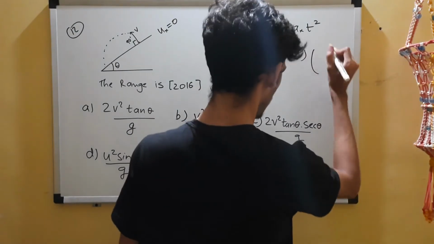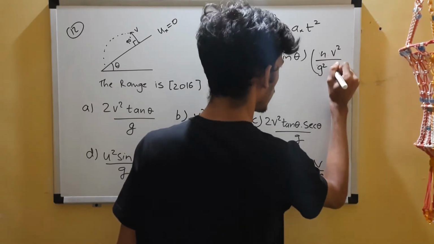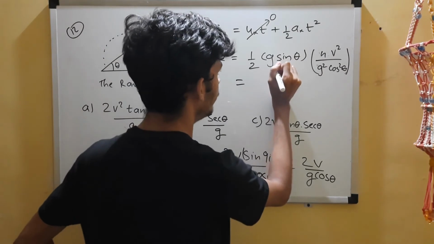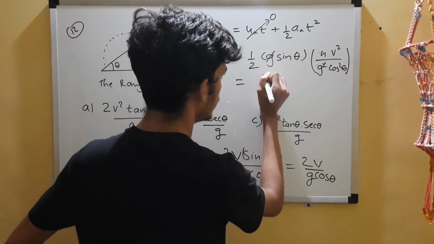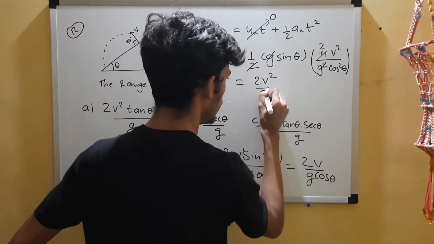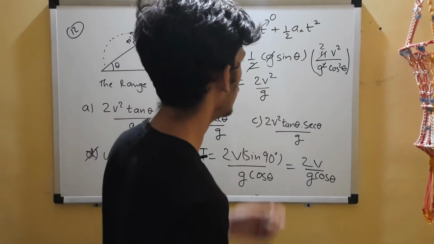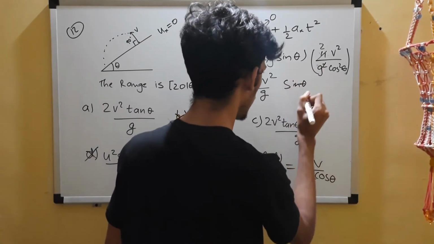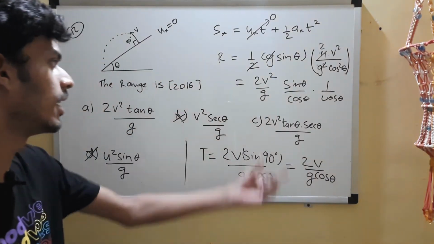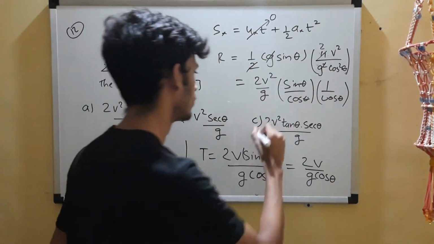So let's just do it now. Range is half g sine theta times t square, and t square is 4v square by g square cos square theta. This g will get cancelled, and this 2 and the 2 in 4 can get cancelled, so we get 2v square by g into sine theta by cos square theta. I can split this cos square theta into cos theta times cos theta. So sine theta by cos theta is tan theta, and 1 by cos theta is sec theta. So it is 2v square by g, tan theta, sec theta. Option C is the correct choice.